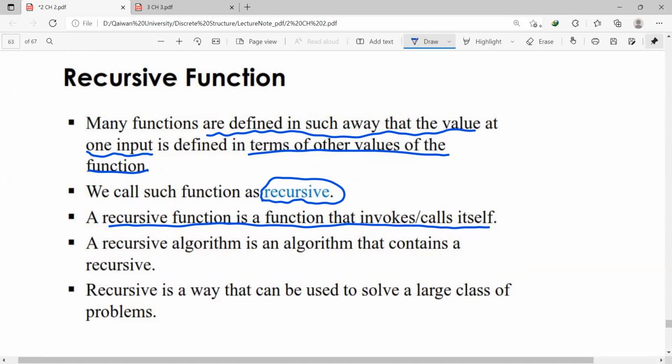And also, we say a recursive algorithm. This is the algorithm, the procedure, generally how the function is working: an algorithm that contains a recursive call. Recursion is a way that can be used to solve a large class of problems. That means if we have a large class of problems, we should use a recursive function.